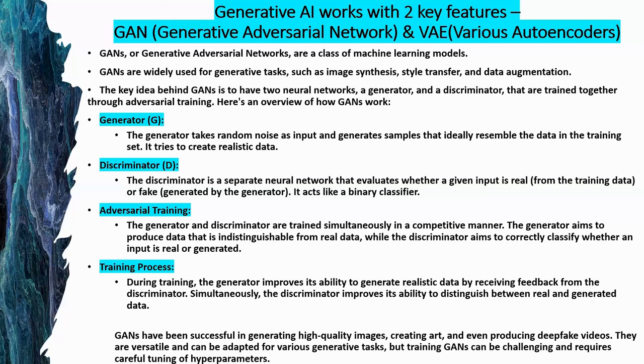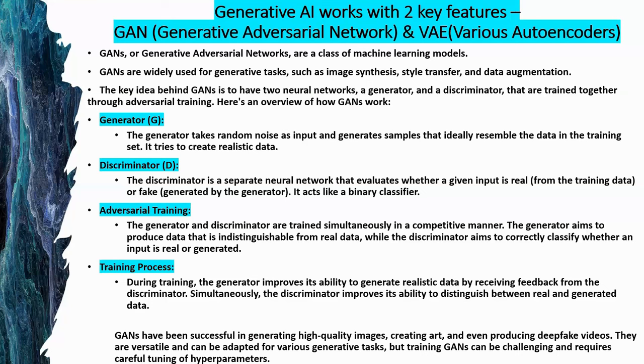So Gen AI works with two key features. The first one is GANs and VAE, so generative adversarial network and variational autoencoder. This is all an in-depth session, so I will cover it in the classes, but right now I'll give a little overview of GANs. GANs are a class of machine learning models. GANs are widely used for generative tasks such as image synthesis, style transfer, and data augmentation.